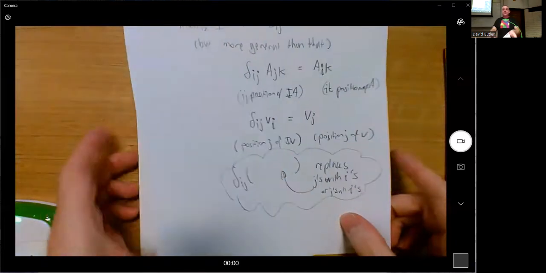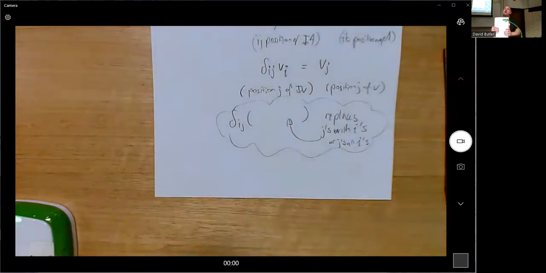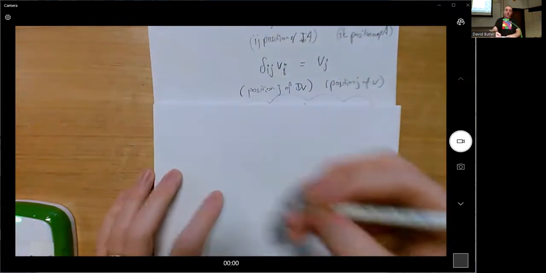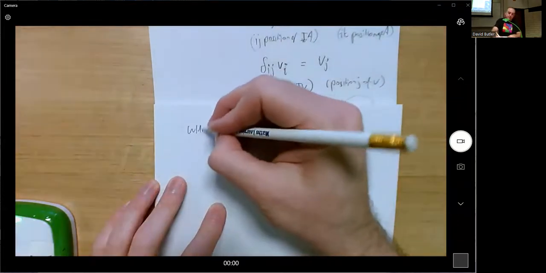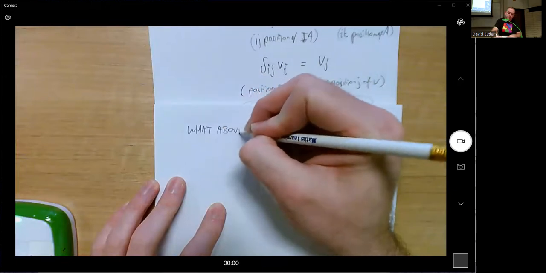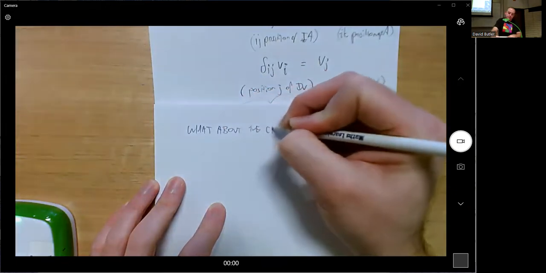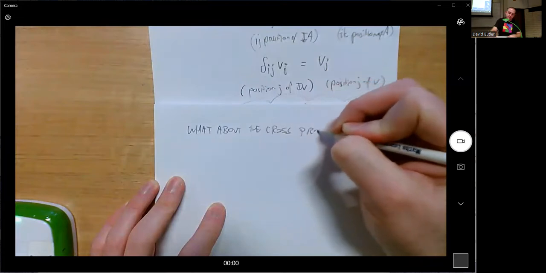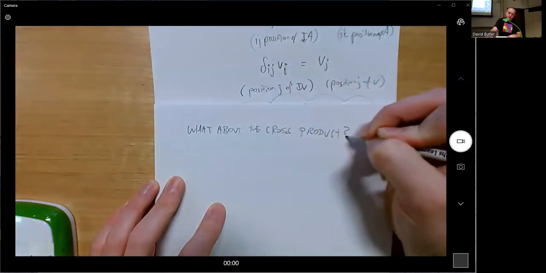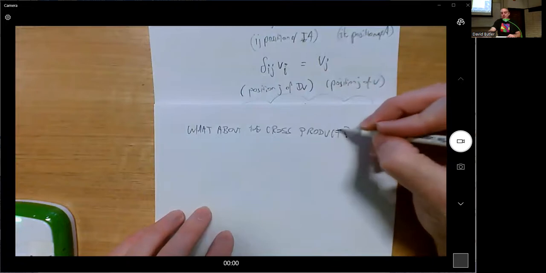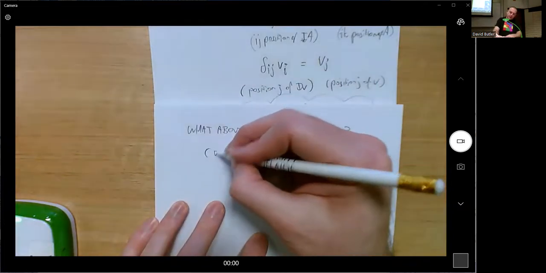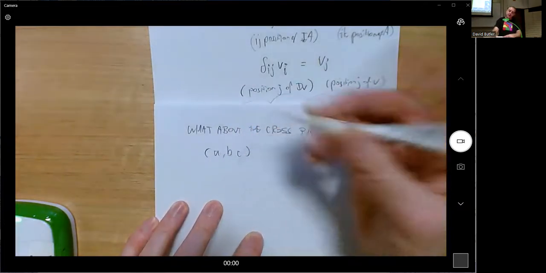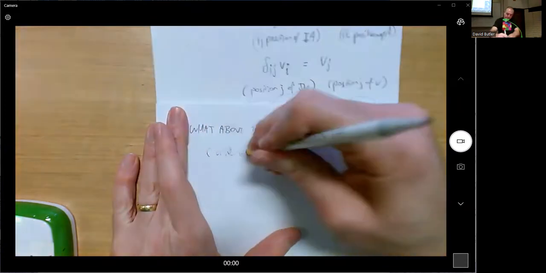All right. Sweet. I'm so excited. So the last thing I know for sure is that there is a new thing. What about the cross product? Because the cross product is a weird thing, right? I just want to be sure I know how to do the cross product. So if I have A, B, C, actually I should give them names. Just a second.